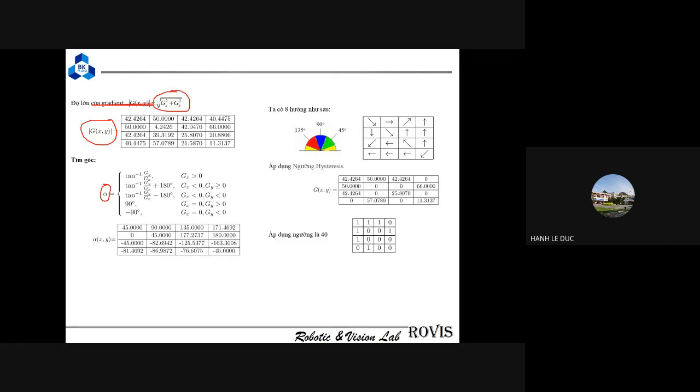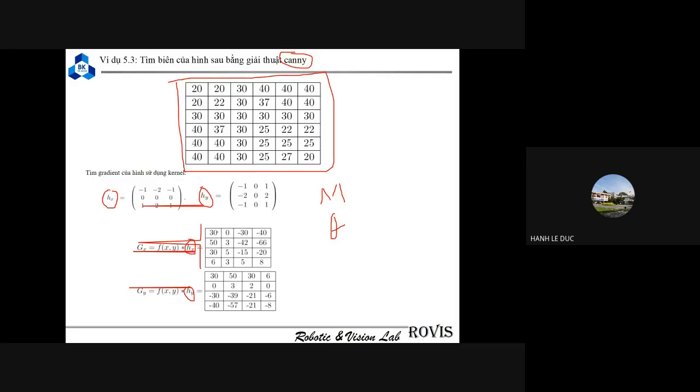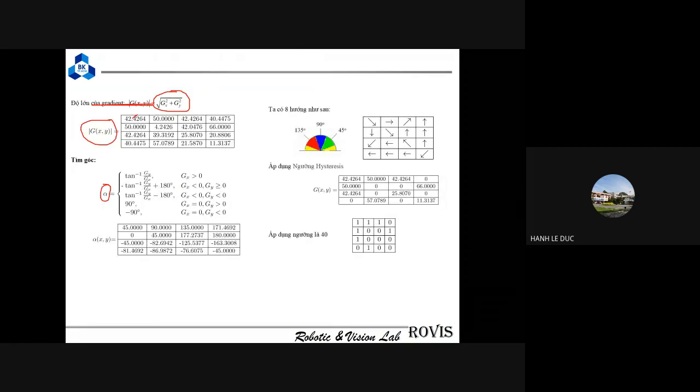The magnitude is this one. Let's see. Why is this 42, right? Can you do this? 30 squared plus 30 squared, right? Is it 42? Yeah, 30 squared, 30 squared. Right, here, like this. And then you do the remaining.